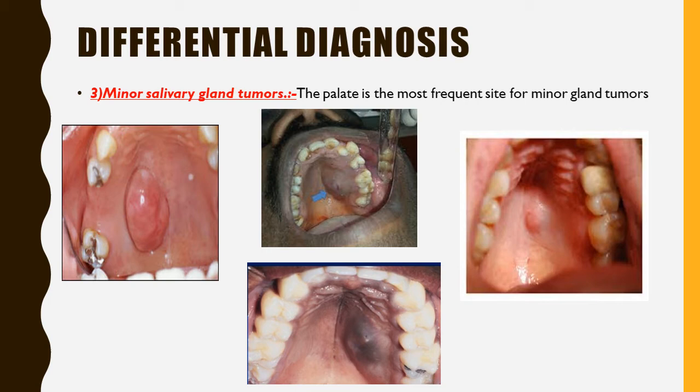Minor salivary gland tumors. The palate is the most frequent site for minor gland tumors. Pleomorphic adenoma is the most common benign tumor, while adenomatoid hyperplasia is a rare benign lesion that can be mistakenly diagnosed as other types of salivary gland neoplasm. Mucoepidermoid carcinoma and adenoid cystic carcinoma are the most common malignant tumors.